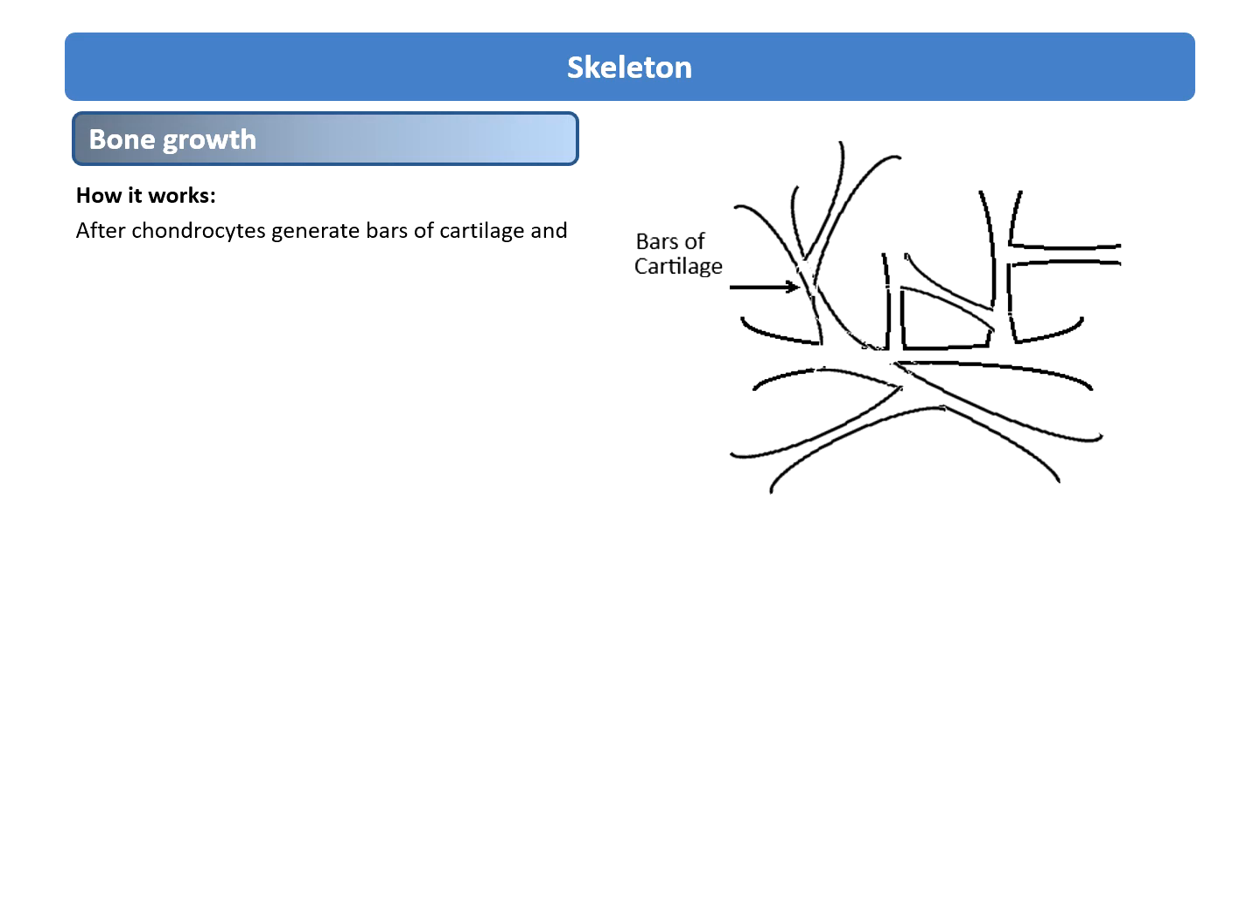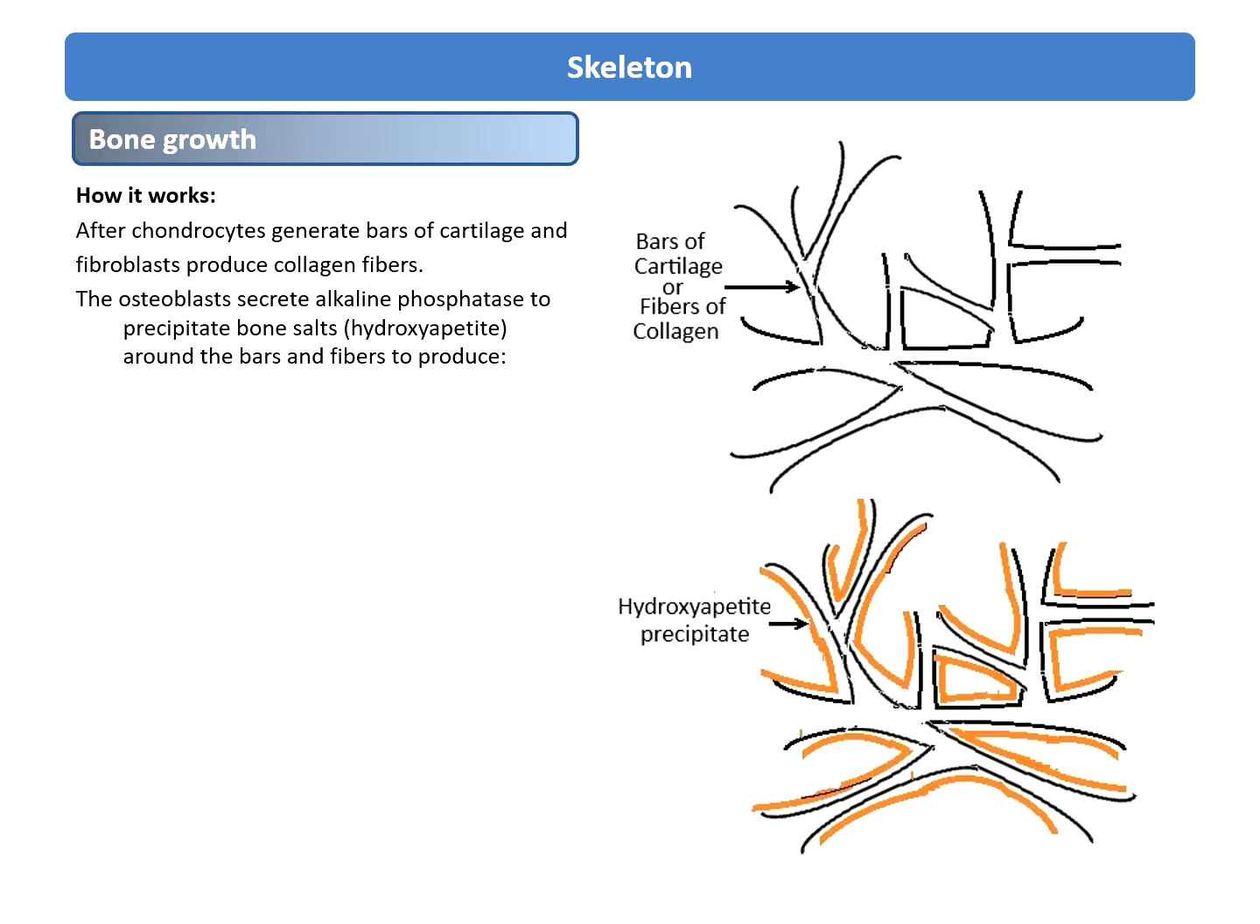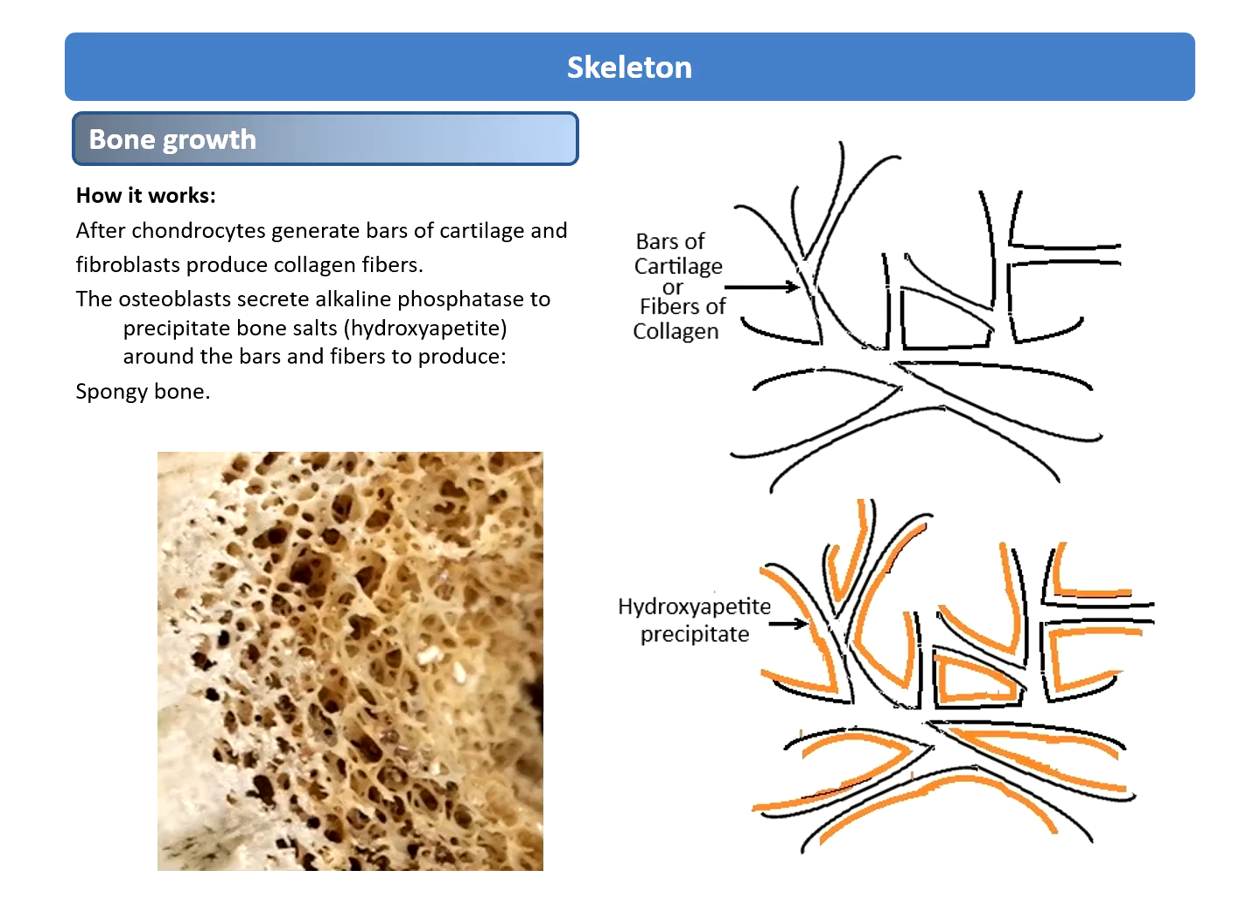How does it work? Well, after the chondrocytes have produced bars of cartilage and fibroblasts have produced collagen fibers, the osteoblasts, by secreting the alkaline phosphatase, precipitate the bone salts, the hydroxyapatites, around the bars of cartilage to produce spongy bone. You can imagine in the diagram below, each bar contains inside a strand of fiber or a bar of cartilage.